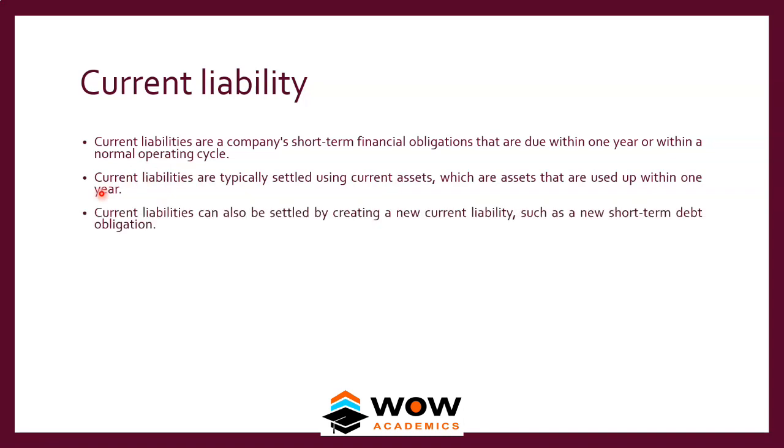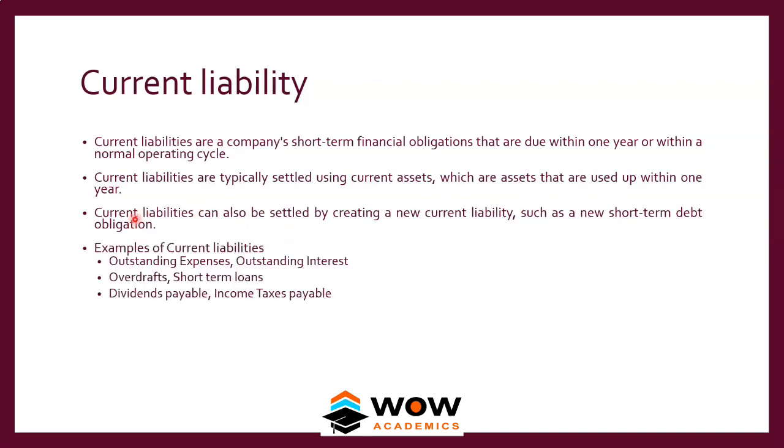Current liabilities can also be settled by creating a new current liability, such as a new short-term debt obligation. So assume that you have to pay a creditor, you get a short-term bank loan, and you can pay. So it's not that you have to use an asset to pay off a current liability. You can also get a new current liability to settle an old current liability. Examples of current liabilities are outstanding expenses, outstanding interest, overdraft, short-term loans, dividend payables, income tax payable.